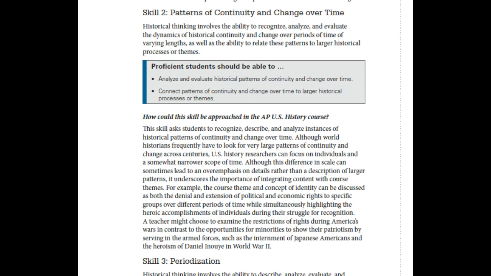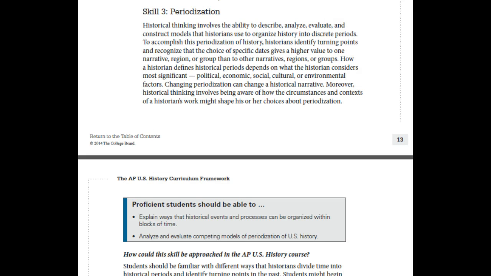Skill number 2 is patterns of continuity and change over time. What that means is that students should be able to look at things that happen throughout maybe a long period of time and maybe identify patterns that are happening from maybe in the 1700s things happened for certain reasons, and maybe in the early 1900s similar things happened for either similar reasons or different reasons. You should be able to recognize those and make those connections. You should be able to look at something in one time period and relate it to a different time period, either before or after.